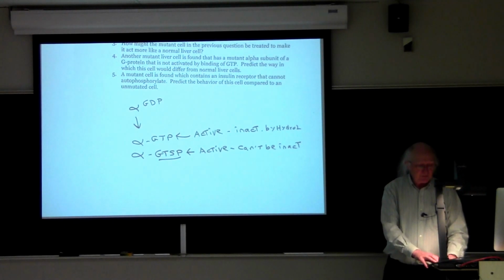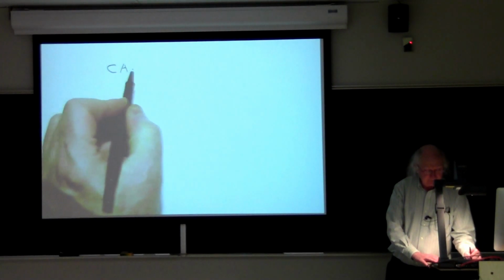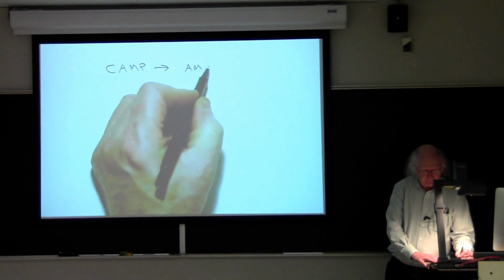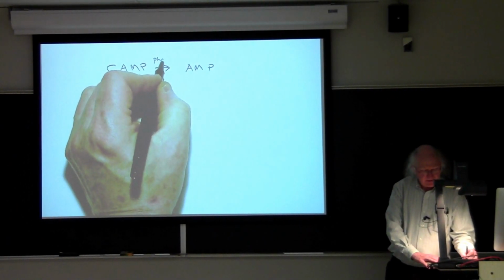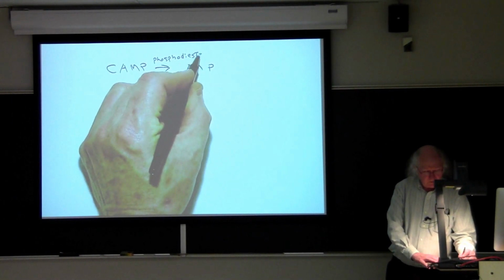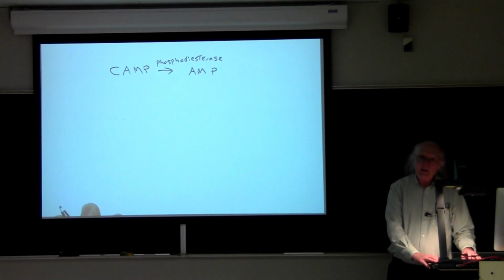Question number 2 says, a mutant liver cell is found that has an excessive amount of phosphodiesterase. Predict the way in which this cell would differ from normal liver cells. Well, we remember from class that phosphodiesterase is important for converting cyclic AMP to AMP. Okay, so why is that important?